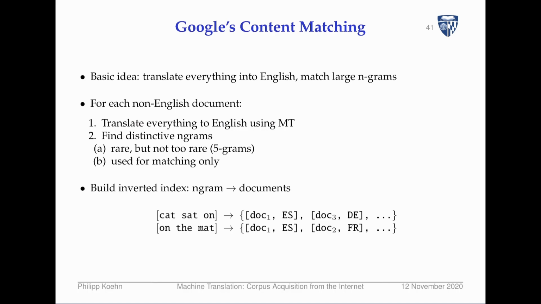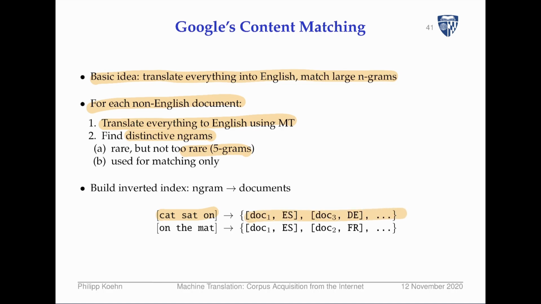So their idea was to just translate everything into English. Take all the foreign documents, translate them all into English, and then it becomes an English document, English document matching problem. So for each non-English document, translate everything into English using the machine translation system they had up to this point, and then basically go by finding distinctive n-grams. So don't go for the high frequency single words, but look at rare, but not too rare, 5-grams, for instance, and then use them for matching. So if you, here this is now a trigram, if you have an n-gram like this, figure out which documents they occur in.